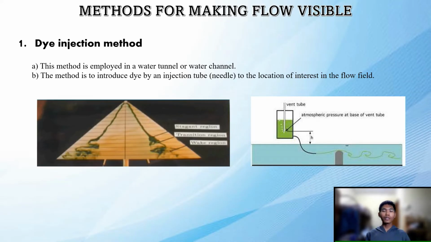Assalamualaikum warahmatullahi wabarakatuh. My name is Sabri bin Muhammad. My metric number is 01DKA21F1058. So I will present methods for making flow visible. First is the dye injection method. The dye injection method is employed in a water tunnel or water channel. The method is to introduce dye by an injection tube needle to the location of interest in the flow field. We have two example pictures here. The first picture is from the front and the second picture is from the side. That's all for me. Thank you.